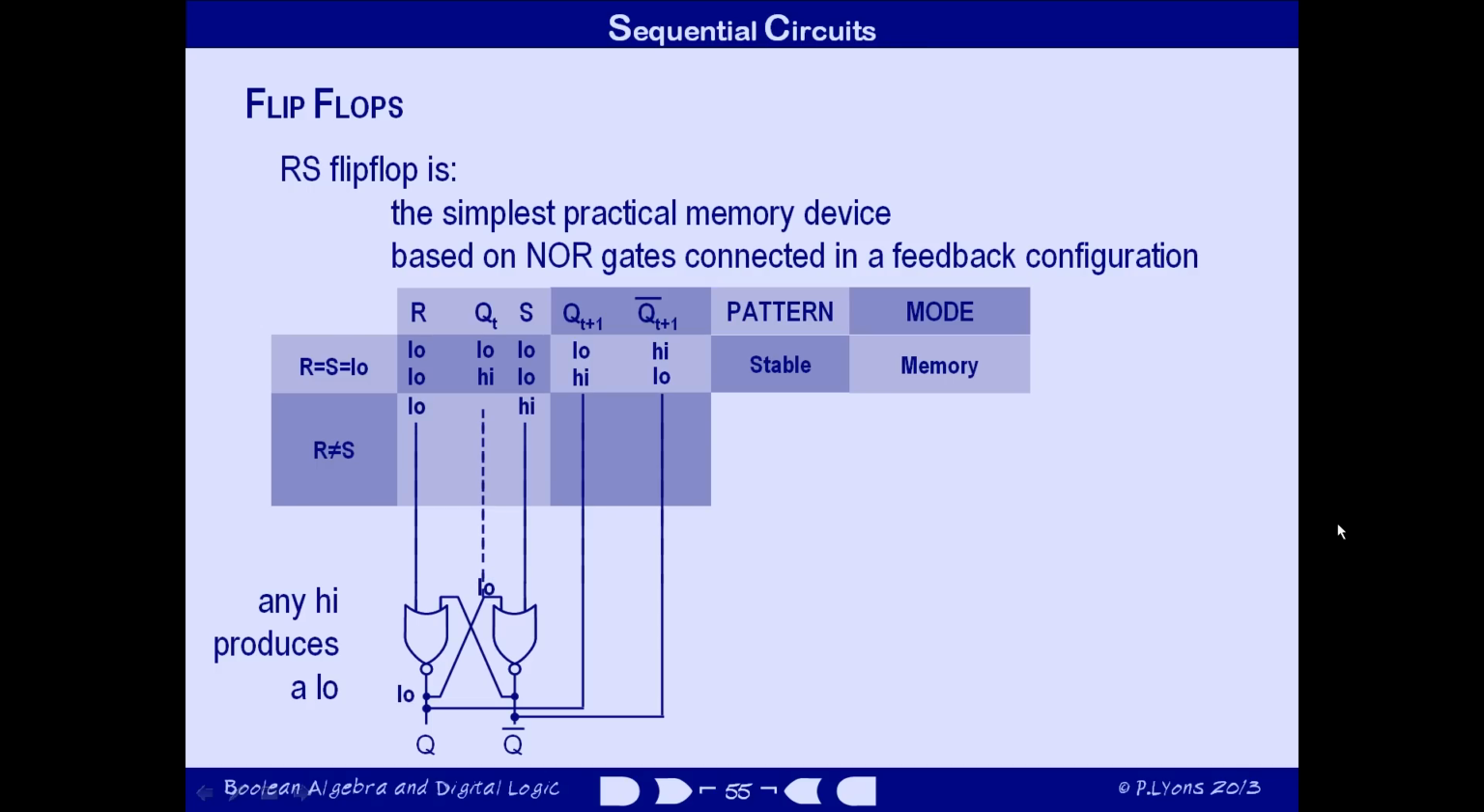Q might be high or low, so we'll start by considering the case where it's low. The right-hand NOR gate therefore receives one low input and one high input, so it outputs a low. So the left-hand NOR gate has two low inputs, and consequently its output is high. Now, that's different from the value that we gave it to start with. Does that mean that we gave it the wrong value? Well, no, it just means that the output from the gate has changed.